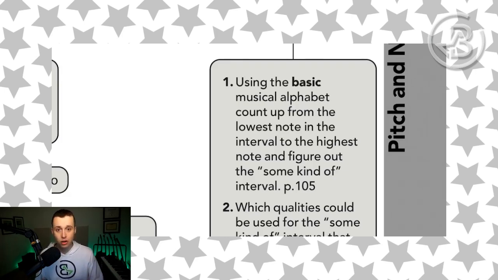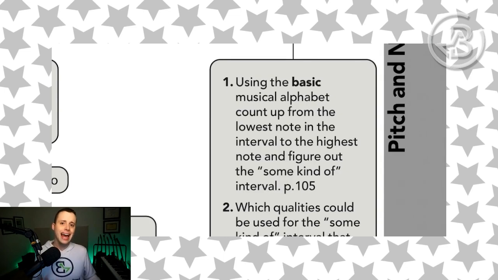Now for ascending and harmonic intervals, you're going to count that up as some kind of interval. Let's say the bottom note is E, the top note is A. So it's going to be E, F, G, A. It's some kind of fourth. And then what kind of qualities of fourth can we have? We know we can have either perfect or augmented.